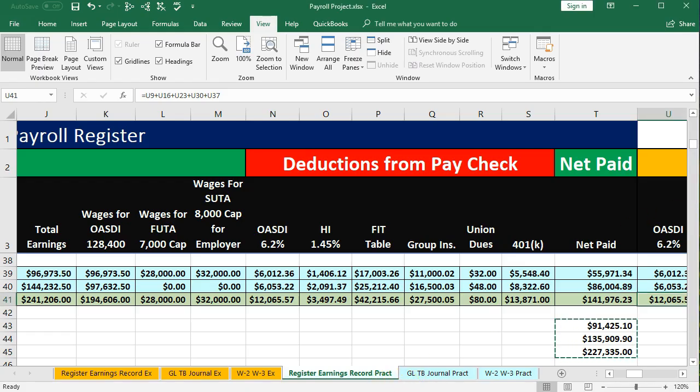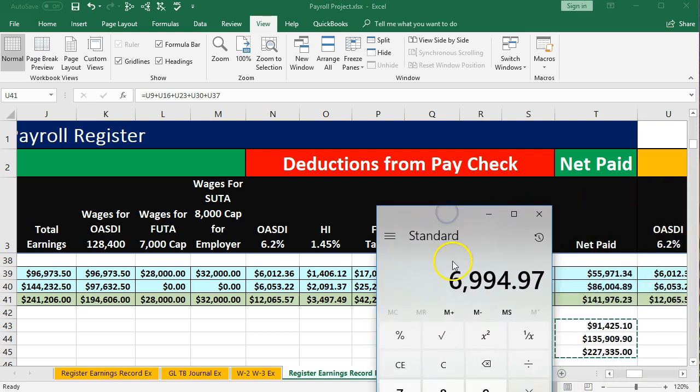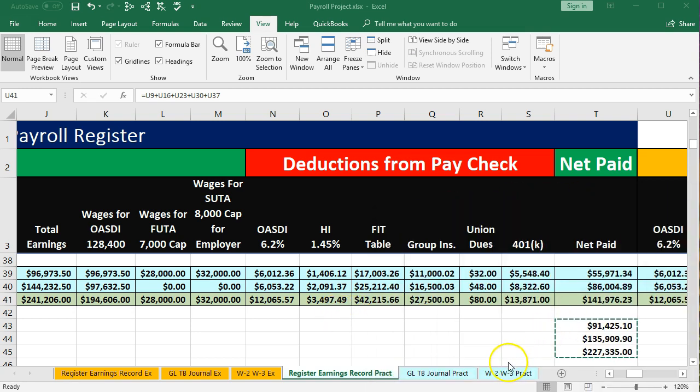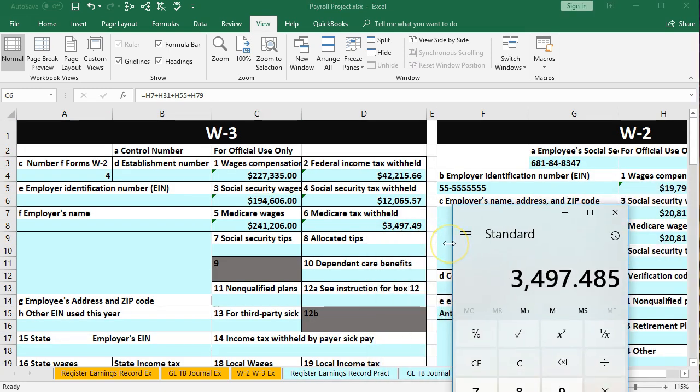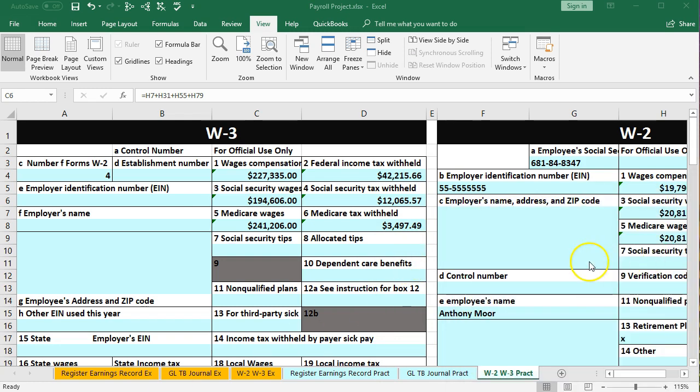So the Medicare, again, we might say, I don't see that for the Medicare. We only see the 3,497. That's because this is both employer and employee portion. If we divide it then by 2, there's the 3,497.49 about. If we go to the W-3, we see there's the 3,497.49. So there's how we can basically tie out the W-3s, the 940 as best we can, and the 941.